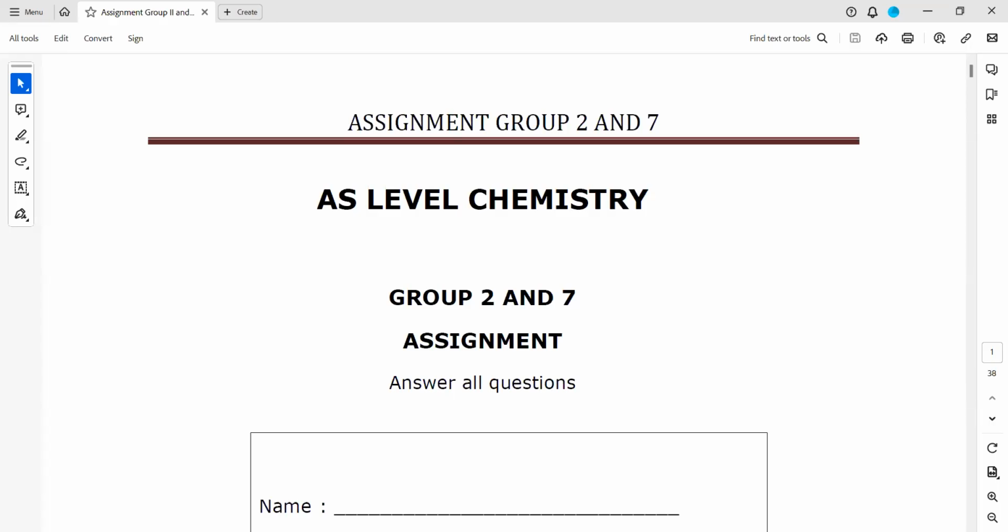So this exercise assignment is related to group 2 and group 7. The first 50 questions are recorded already, so we'll start with 51 onwards. Up to about 44 are MCQs, multiple choice questions. This is an important topic, Unit 3, the practical alternative to practical. You will find questions related to this topic as well.